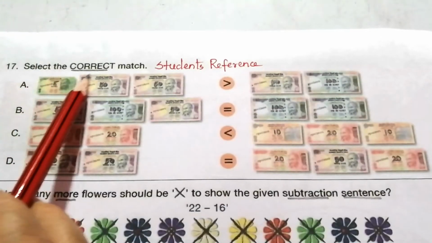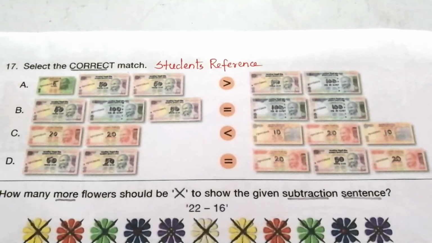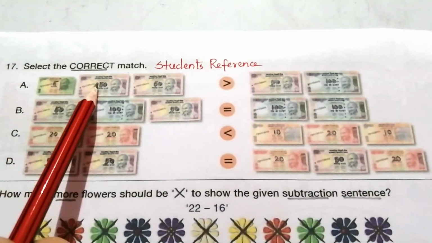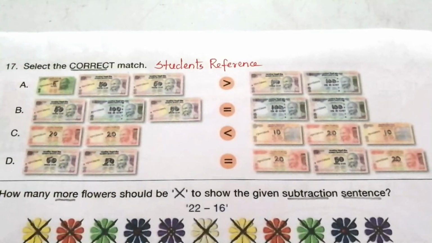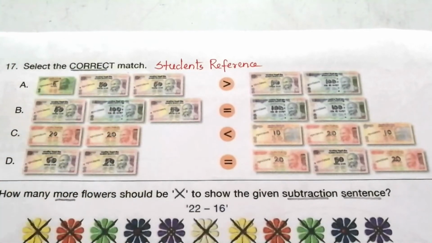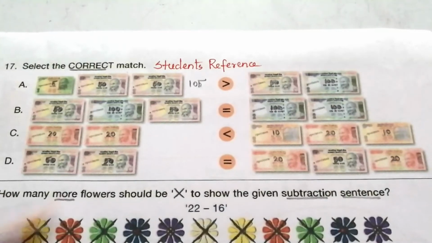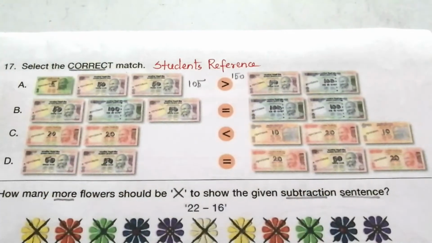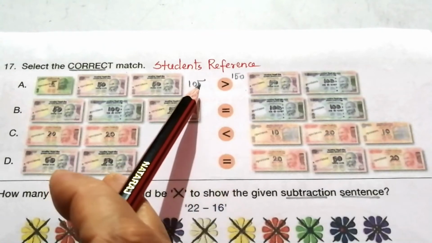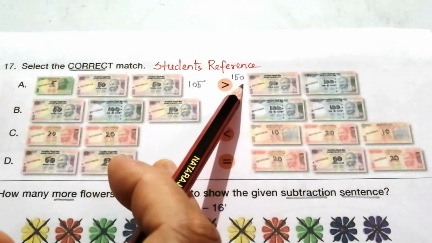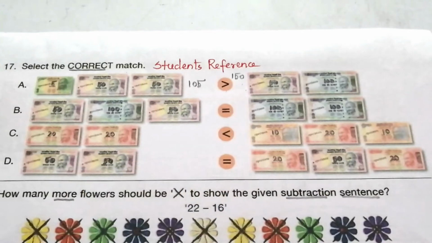17. Select the correct match. So try to find out the answer. So to find the answer, we will check from option A. So we have to add all three values. 50 plus 50, 100. 100 plus 5 is 105. 100 plus 50 is 150. And here 105 is not equal to 150. So this is wrong.